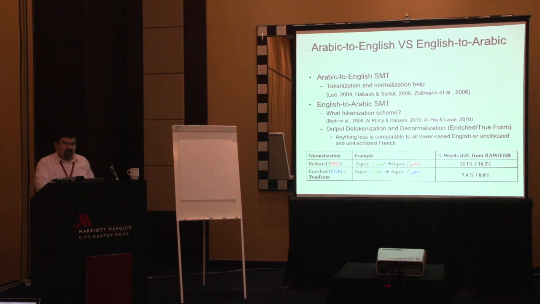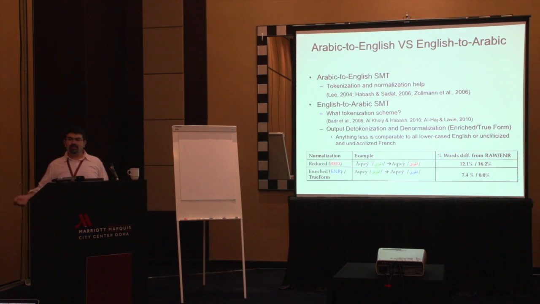Now, a lot of the work that was done on translation involving Arabic happens to be Arabic to English, and the minority of work is going in the other direction, from English to Arabic. And there are different things that you have to think about when you do this, right? So when you're going from Arabic to English, we know that tokenization and different kinds of normalization happen. Lots of people have published on this.